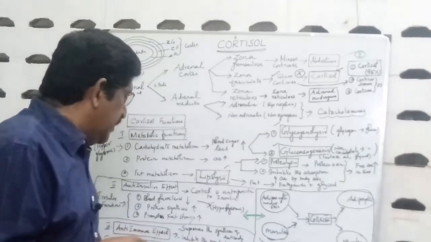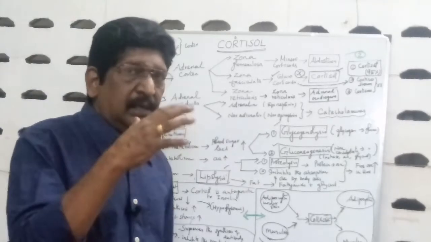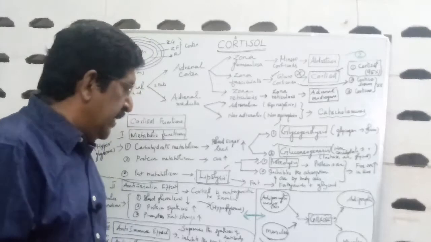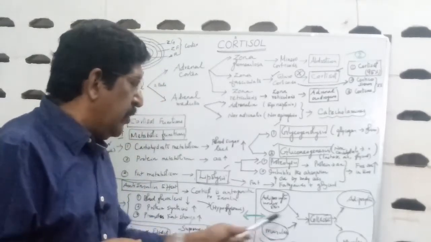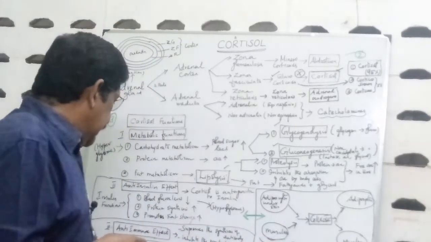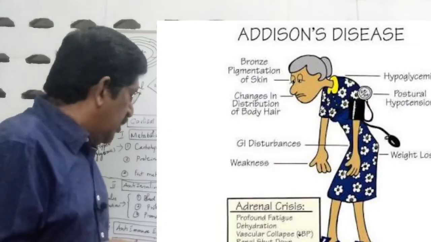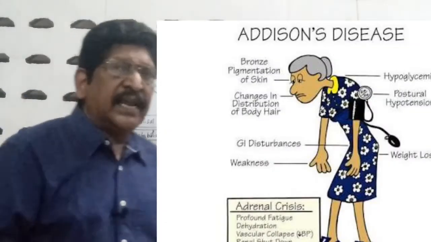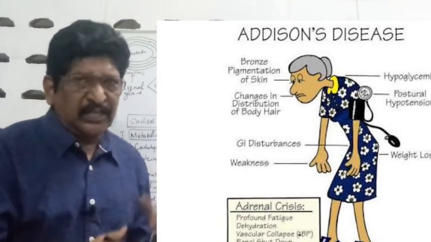And then anti-inflammatory effect, three ways: retards the phagocytic activities of WBC, and suppresses the inflammation. It reduces the number of mast cells which produce the histamine, which is responsible for the inflammation. And then it helps in the erythropoiesis, maintains cardiovascular system, and maintains kidney functions. These are all about the cortisol functions.